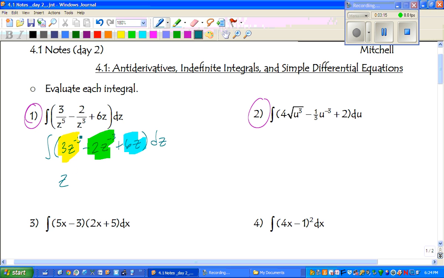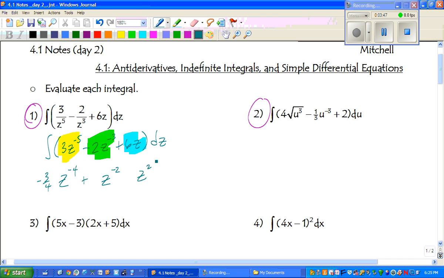So this first one, we're adding 1 to the exponent. So we add negative 5 plus 1, we get negative 4. And we have to multiply by the reciprocal, or think about it as dividing by this new exponent. So we end up with negative 3/4 times z to the negative 4th. Over here, we're going to add 1 to the exponent, so we get z to the negative 2nd, and multiply by negative 1/2, or think of it as dividing by negative 2. That's just going to give us 1.